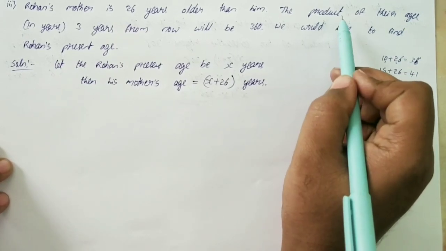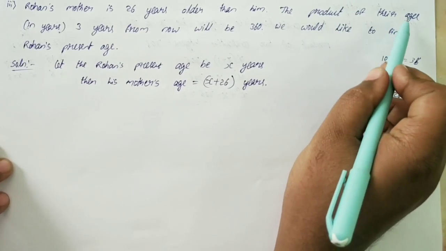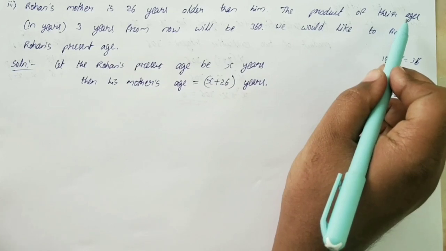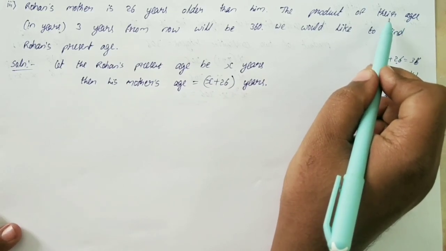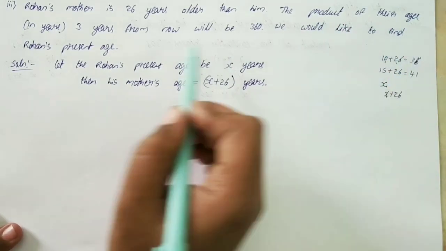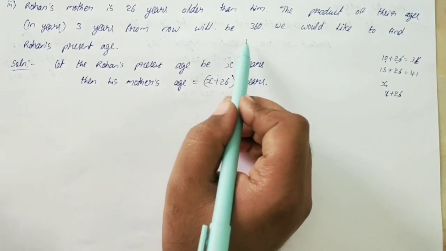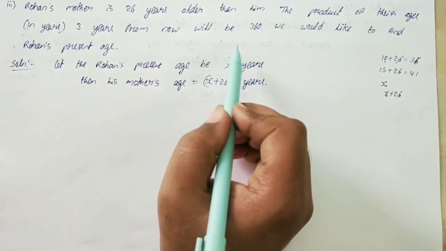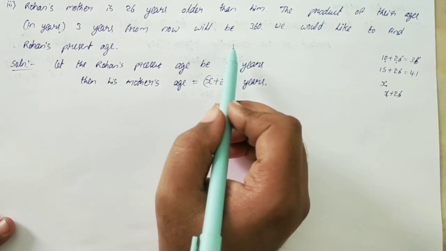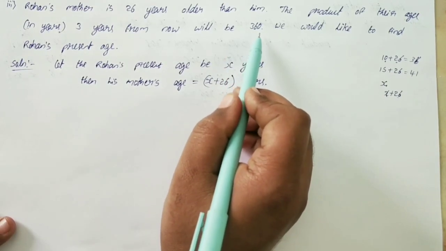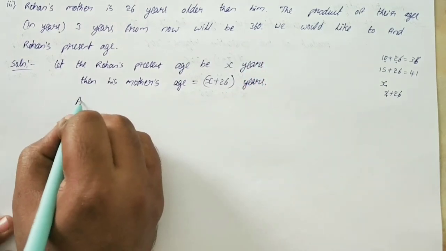Product means we have to multiply. What do we have to multiply? Their ages, meaning Rohan's age as well as his mother's age. We have to multiply both the ages. The product of their ages 3 years from now will be 360. That means after 3 years, if we multiply Rohan's and his mother's age, then that will be equal to 360, they have given, right?